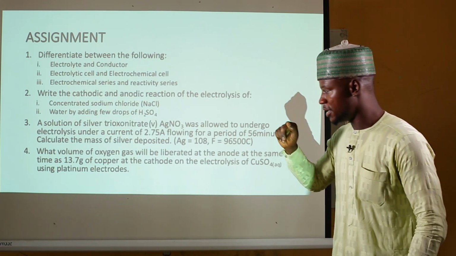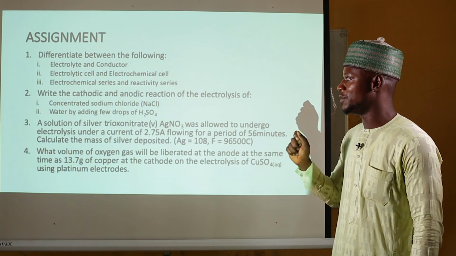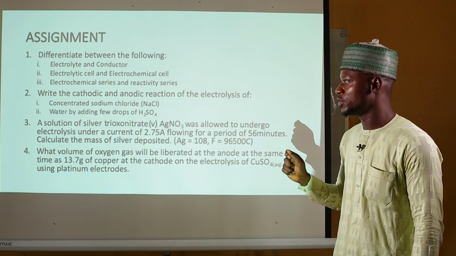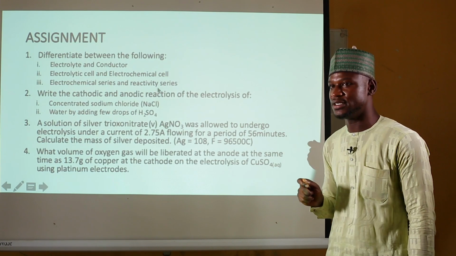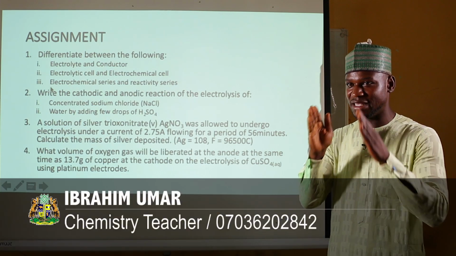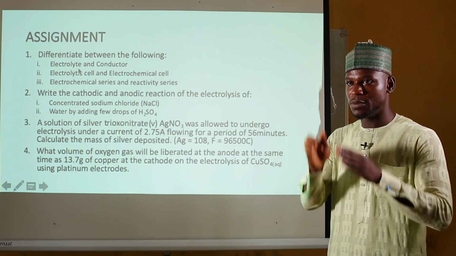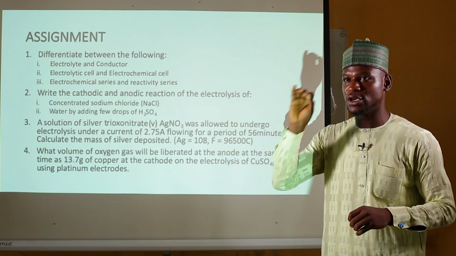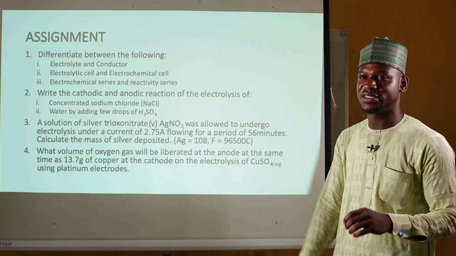So the first thing here is assignment. The first question on the assignment is you are expected to differentiate between the following. 1, electrolyte and conductor. 2, electrolytic cell and electrochemical cell. 3, electrochemical series and activity series. Here it is very important to take note that whenever you are solving questions that involve differences between two or more entities, you are expected to draw a table. Make your table clearly. On one side of the table, write electrolyte. On the second side, conductors. Give your corresponding differences between the two. It is very important. That is what is expected of you.